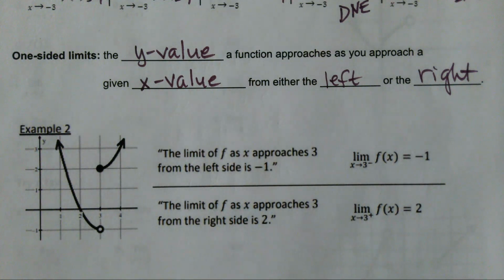So if I'm trying to get to 2, I can have a left-hand limit, I can have a right-hand limit at 2, but I don't have a limit actually at 2.